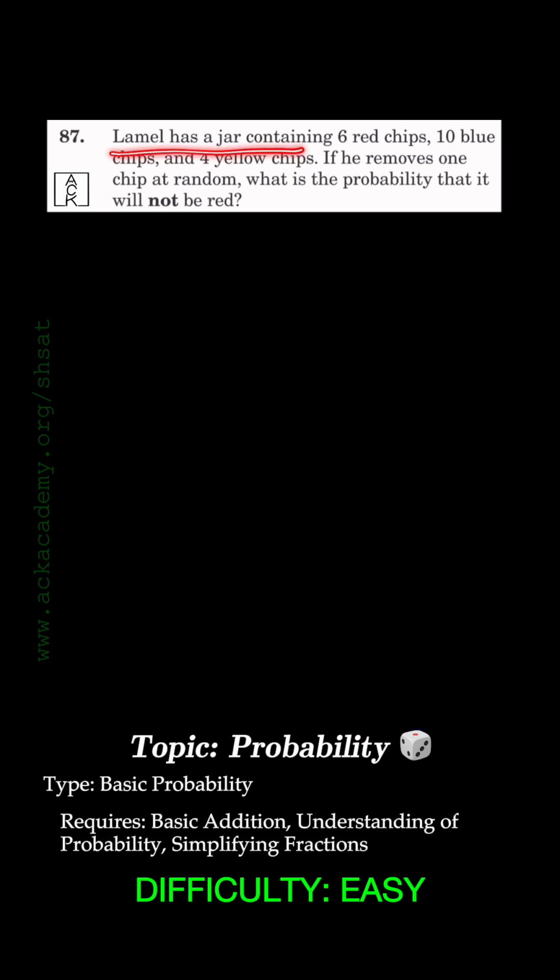Lamel has a jar containing 6 red chips, 10 blue chips, 4 yellow chips. If he removes one chip at random, what is the probability that it will not be red? So it will not be red.